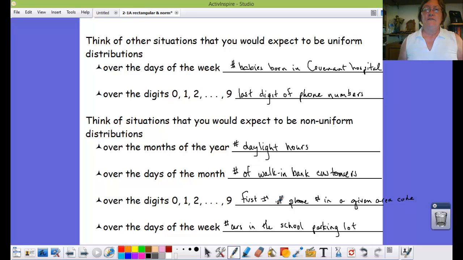So that's not uniform. And then over the days of the week, if you consider Sunday through Saturday, the number of cars in the school parking lot is not uniform because there are 2 days when there will be very few cars. So all of those would be non-uniform distributions.